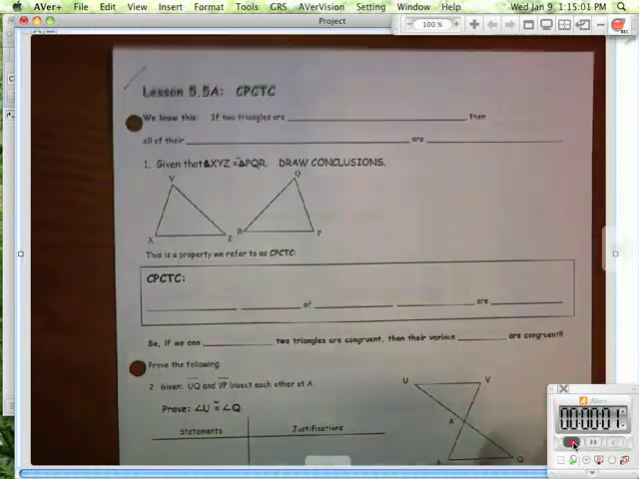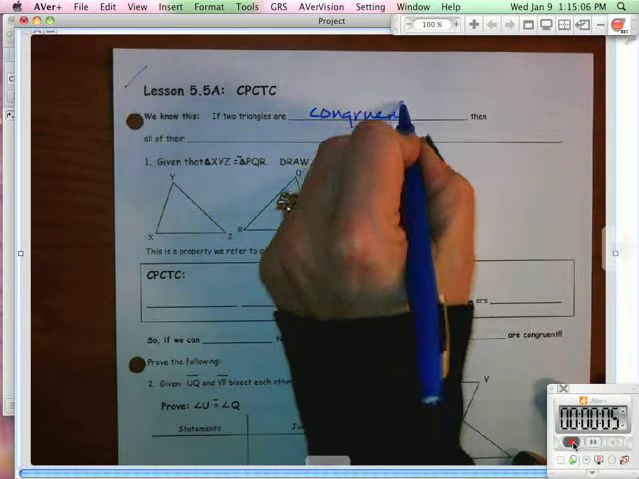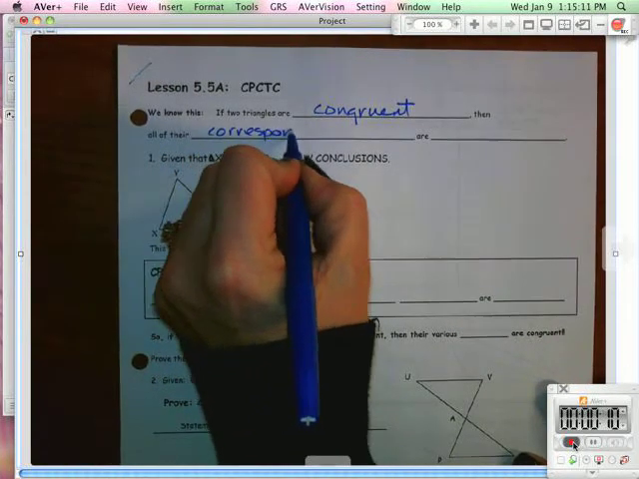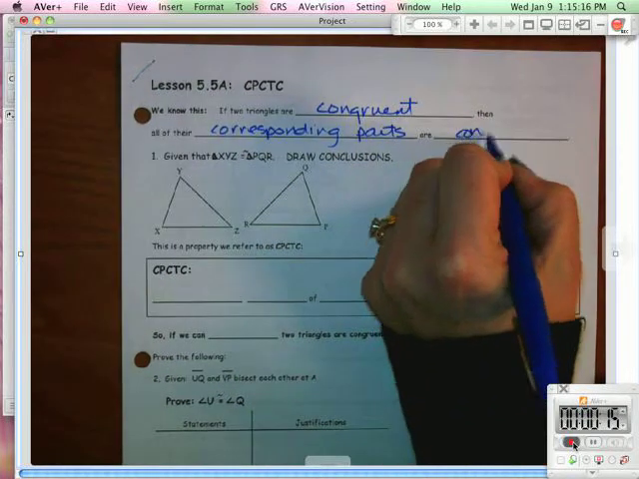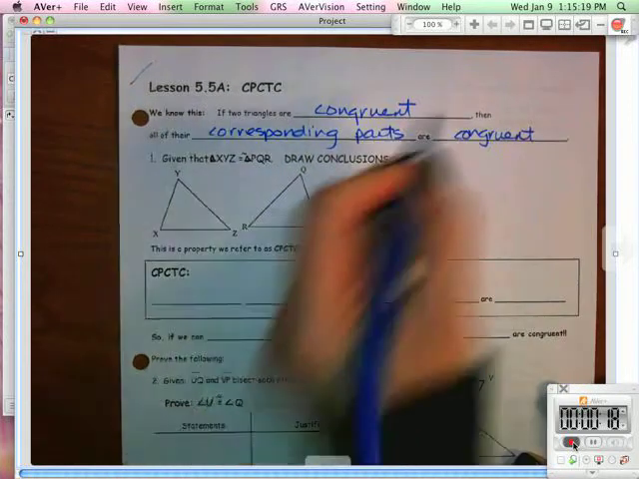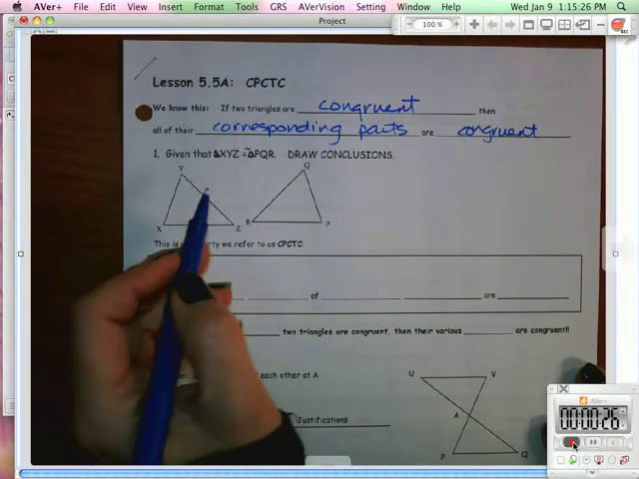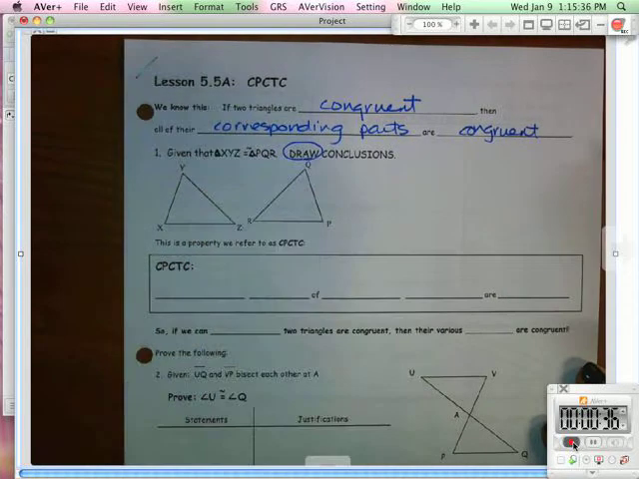All right, if the triangles are congruent, then all of their corresponding parts are congruent. If the triangles are congruent, all their corresponding parts are congruent. So this says, given that triangle XYZ is congruent to triangle PQR, draw, literally, draw conclusions.